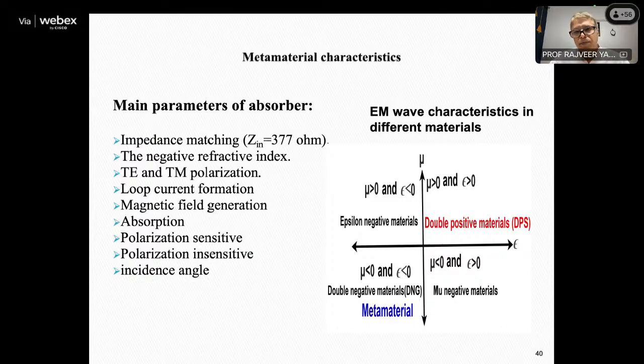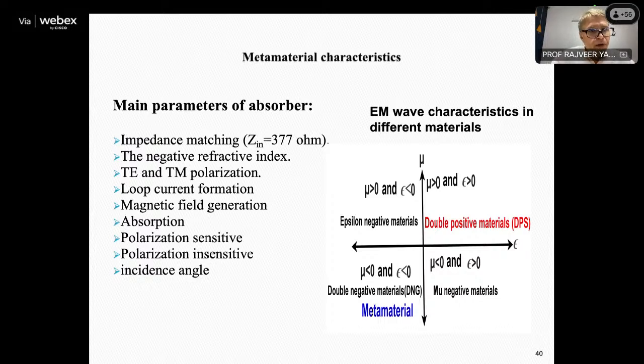They are modified, and these materials will not be available in nature. We need to create them. We need to modify the reflection coefficients, and only then can we realize the absorbers at terahertz frequency. So the main parameter, if you see here, we have worked on epsilon negative materials. So the first to second quadrant is there. Then in the third quadrant, we have the double negative material. We have taken the second and third quadrants' help so that we can devise our absorbers.